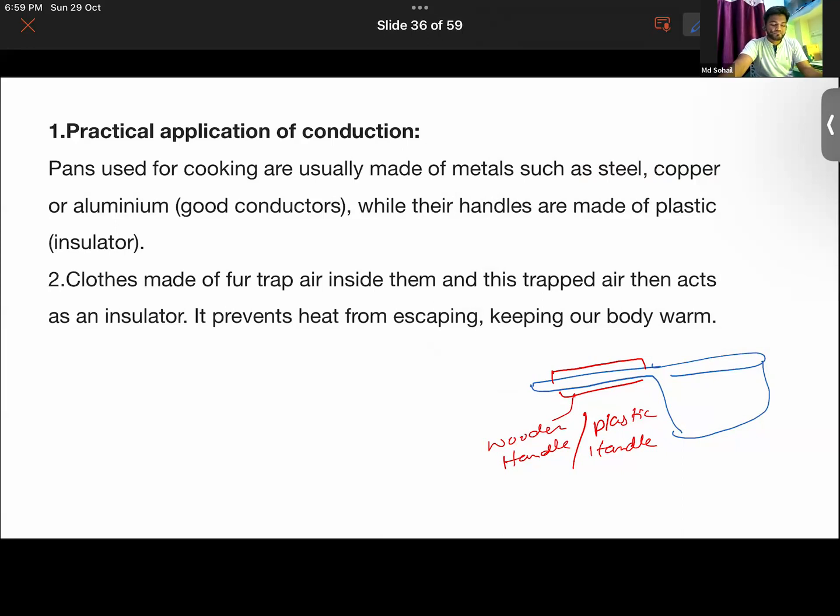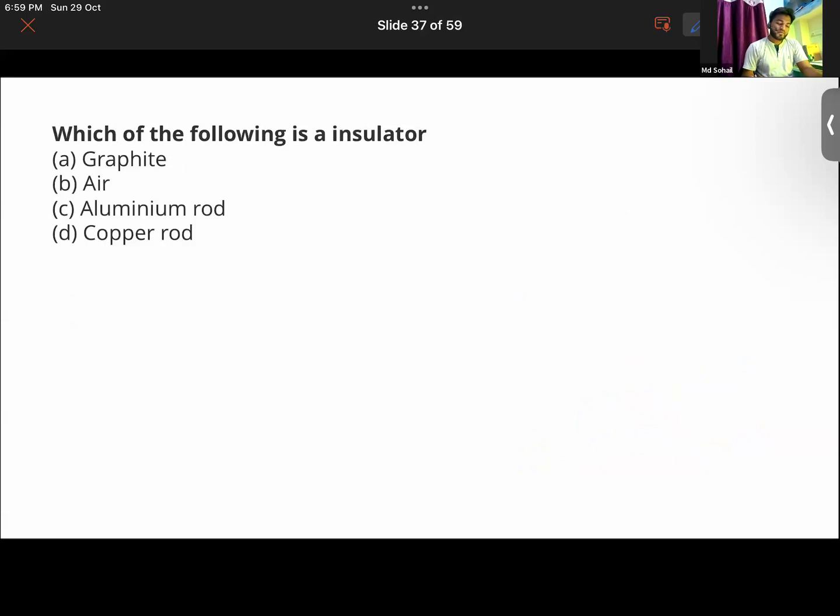Then clothes that are made of fur, as we discussed moments ago, trap air inside them, and this trapped air acts as an insulator, so it prevents the escape of heat from our body and hence keeps us warm in the winter season. Okay, all right.